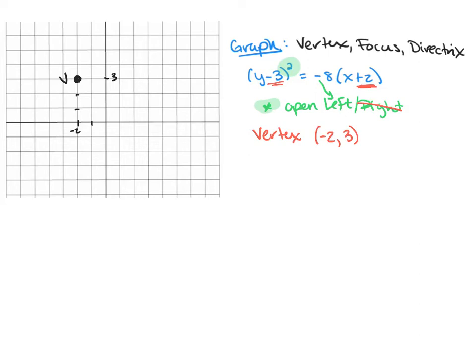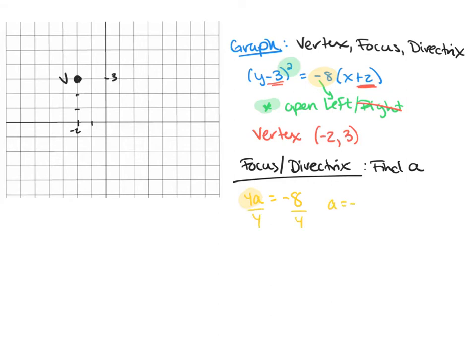Second thing, we need to find the focus. To find the focus and the directrix, we're going to look at a. So now remember, the number in front of the parentheses was equal to 4a equals negative 8. So if I'm solving for a, divide both sides by 4, and we have a equals negative 2.